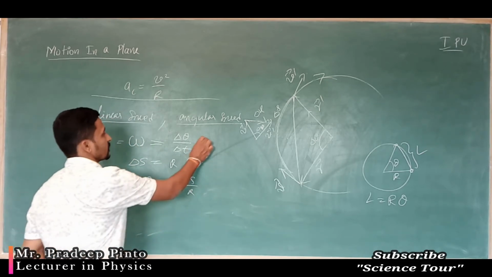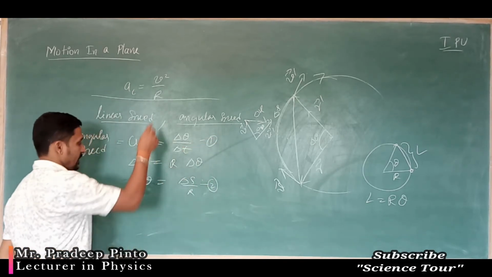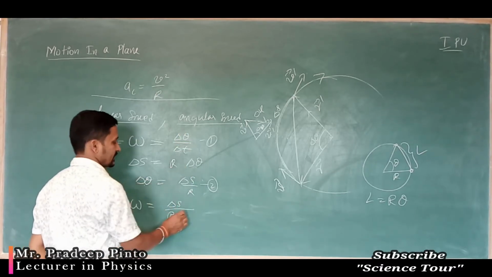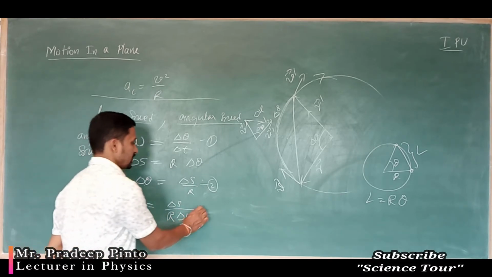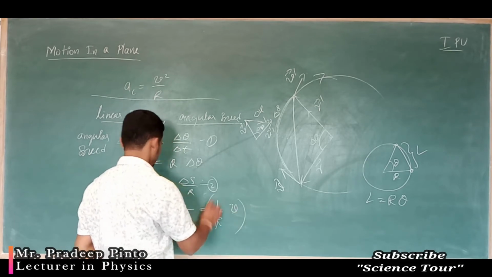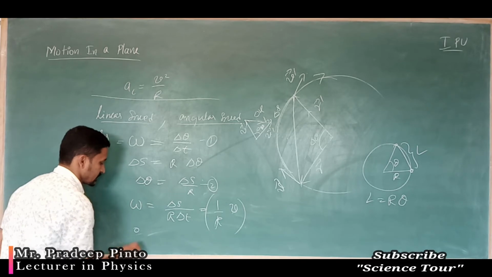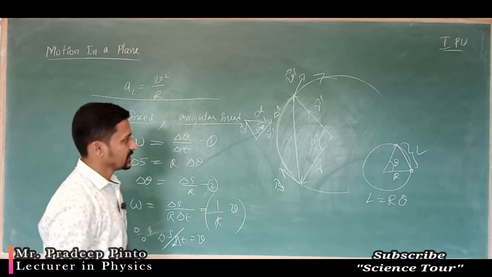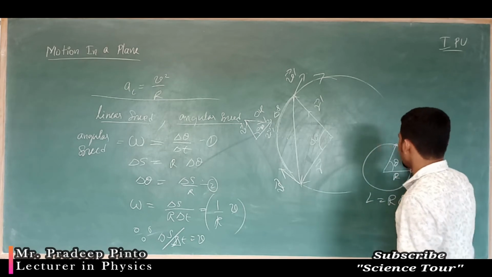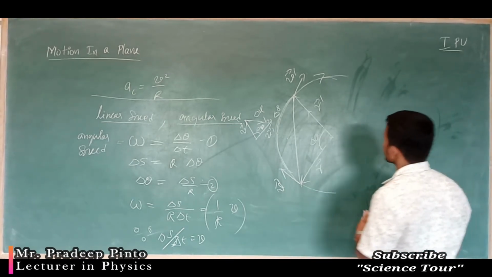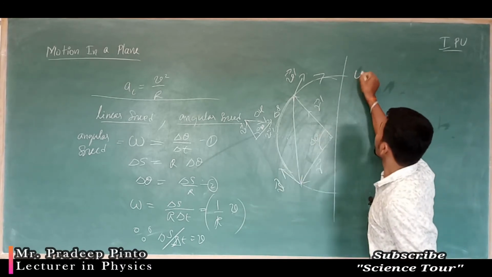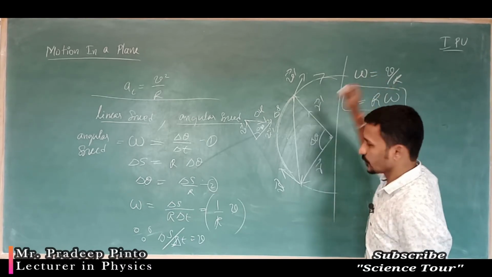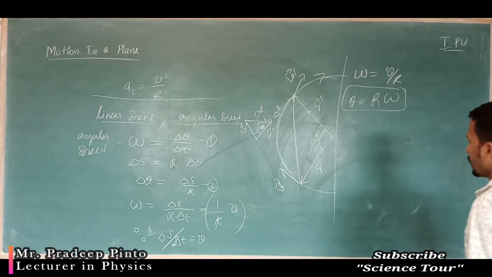So this is equation 1, this is equation 2. From 1 and 2, omega is equal to delta theta by delta t, which is delta S by R into delta t, so 1 by R into V. Since delta S by delta t is V, the change in displacement divided by time is V. So omega is equal to V by R, or V is equal to R omega. V is equal to R omega.